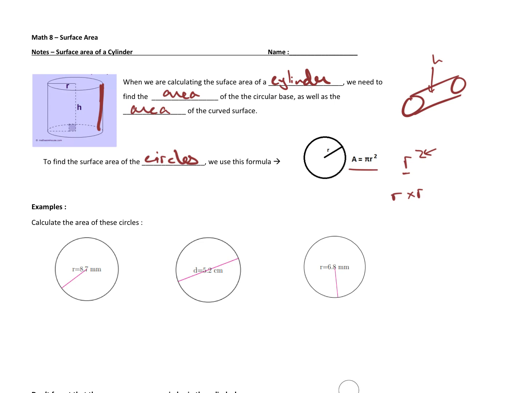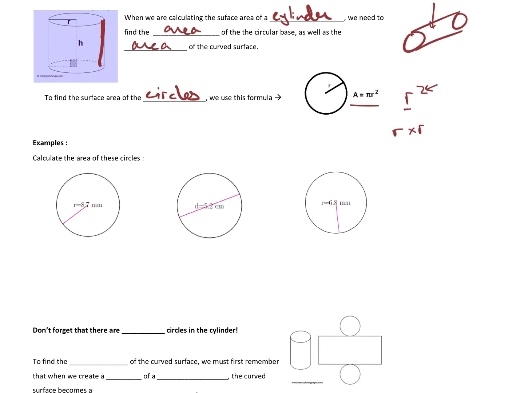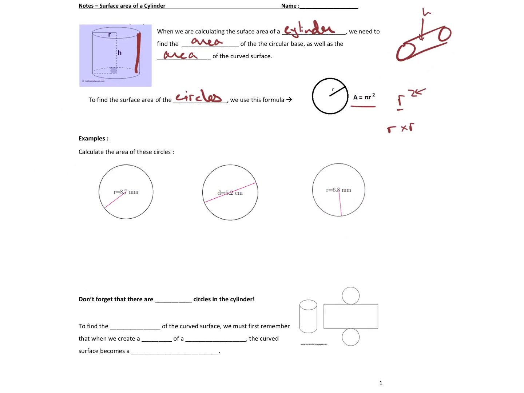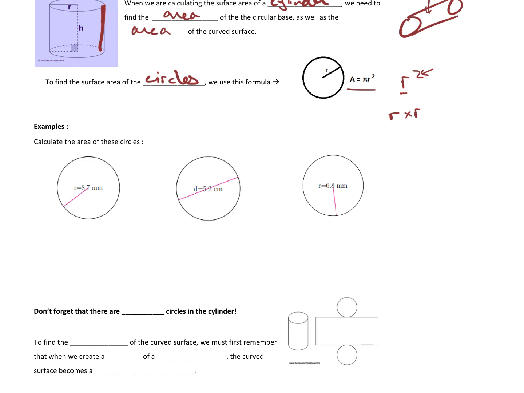I've told you before, the common error that students make is they do the radius times 2 and just get the diameter, and that is not correct. So that's a real quick review of how to find the area of circles. Remember the formula is area equals pi r squared. In this case I already have my radius, so it's 8.7 squared.